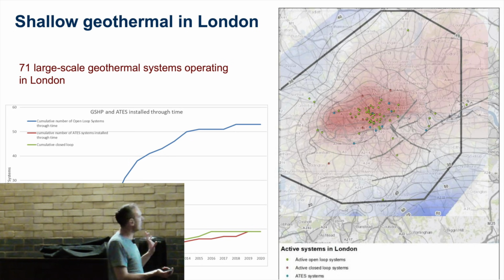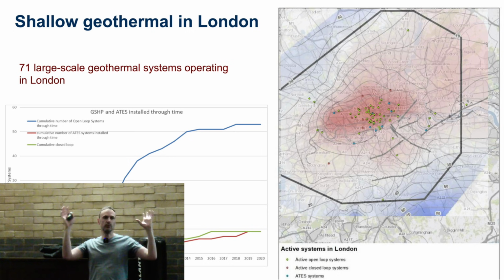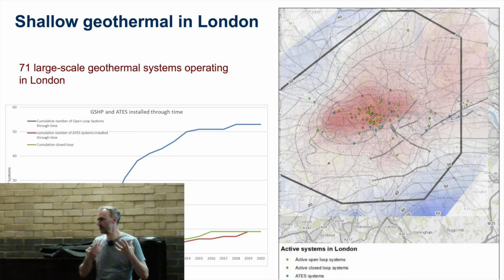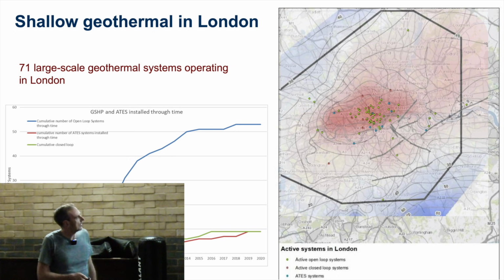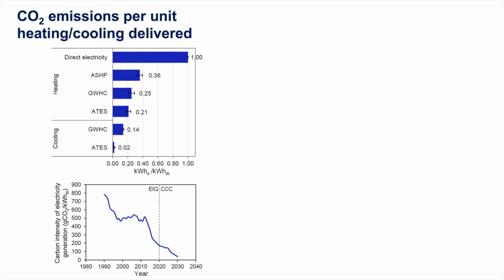So about 70 systems operating in London, and then a handful operating outside of London, in very specific buildings, and there's one or two in Manchester and so on. But again, a lot of potential for growth. So this is something we've been looking at, and in fact we've been engaging with DESNZ to look at solutions for low carbon heating and cooling.